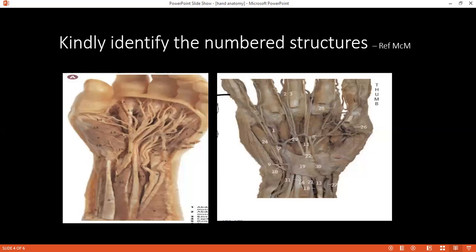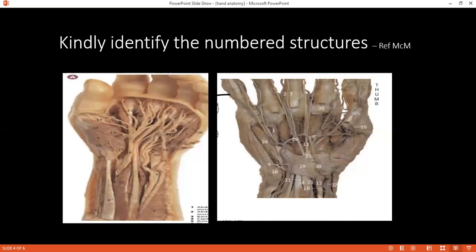The superficial palmar arch is formed by which vessel? It's formed majorly by the ulnar artery. It forms about 2/3 of it. Ulnar artery, yes. Then completed by the radial artery, the branch of the radial artery. Very good.